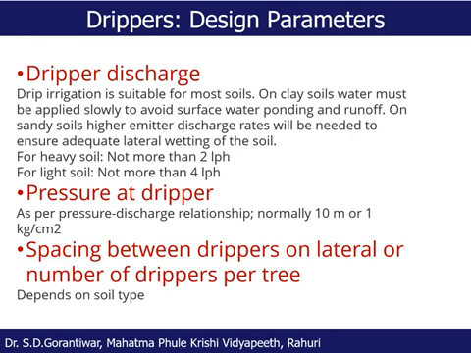Okay, the dripper discharge should be less than the infiltration capacity of the soil. That is, when a drop of water falls on the soil surface, it should immediately infiltrate into the soil. It should not be ponded on the soil surface. If the emitter discharge is more than the infiltration rate, then whatever water can infiltrate will infiltrate into the soil, but some of the water will build up on the soil surface.